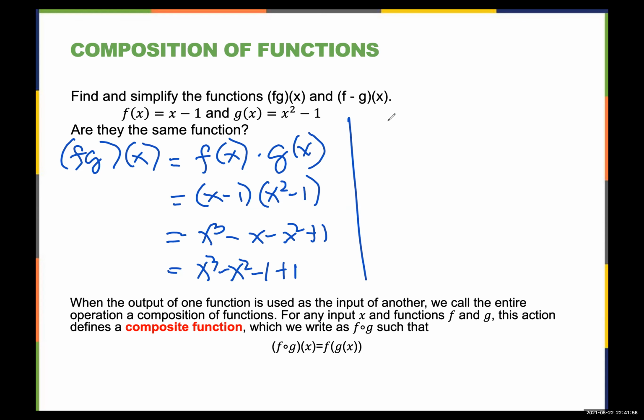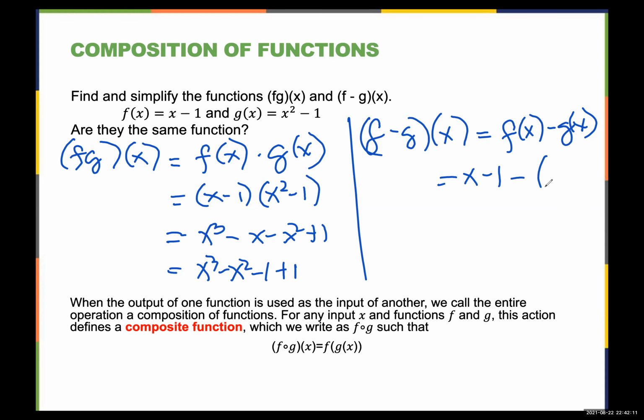Then the other one, f minus g of x, that is f of x minus g of x. So f of x is x minus 1 minus x squared minus 1. So remove the parentheses, x minus 1 minus x squared, negative is positive 1. So that is simply x minus x squared.